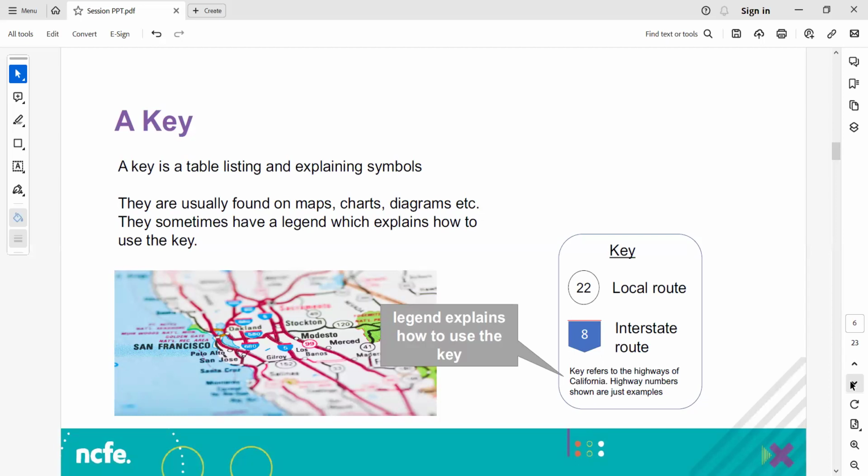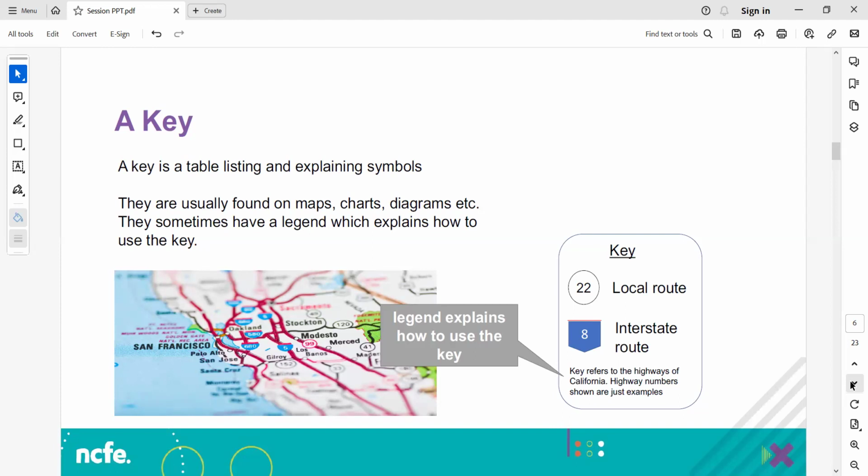So, for example, here we have a picture of a map, and there are lots of these blue symbols with numbers on and white circles with numbers on. The numbers are different, but the symbol stays the same. So the legend explains why that is and how to use it. So it tells us that these are the highways of California, and the numbers are examples. So on the map, that shows you the number of the road.